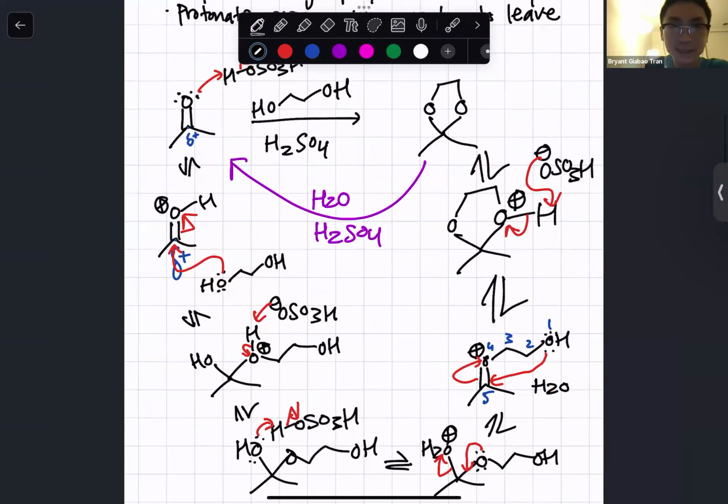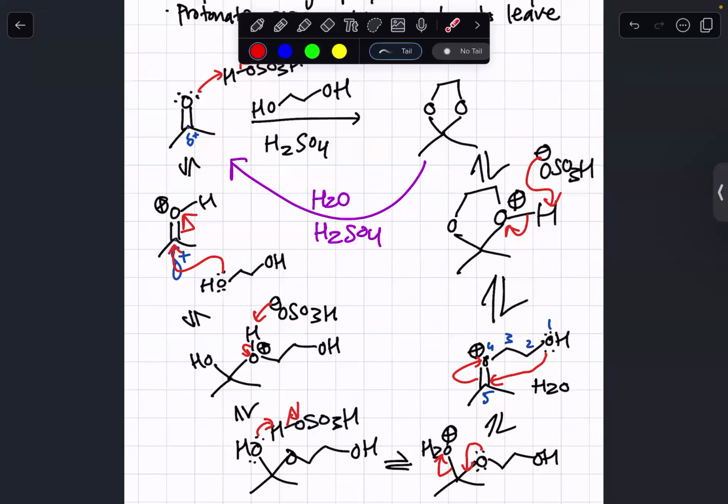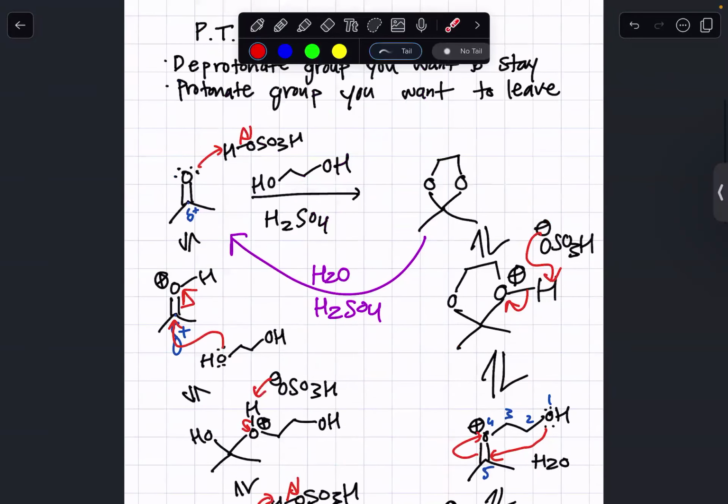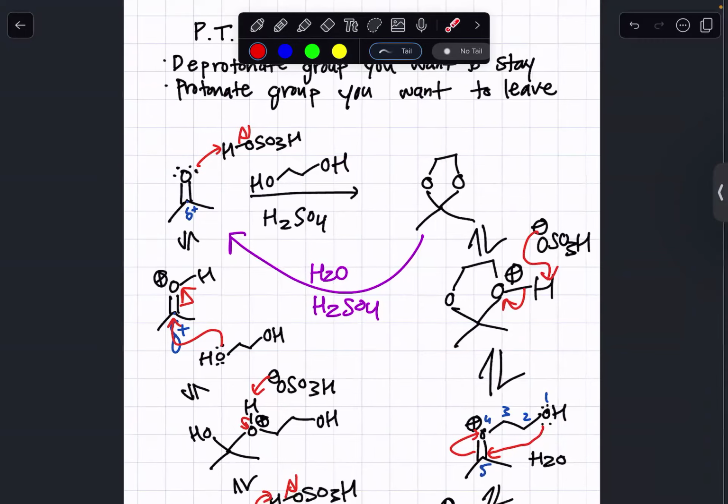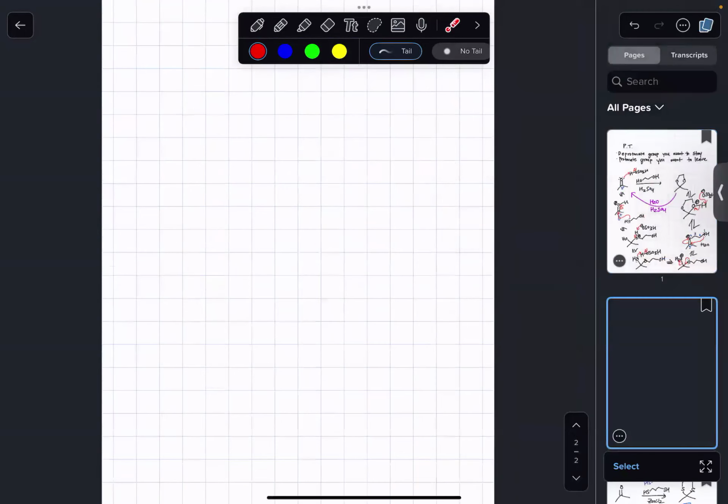Do you want to go over the mechanism of going backwards as well, from the cyclic acetal to the carbonyl? Is that something that is typically tested as well? Yeah, typically tested as well, the cyclic acetal to the carbonyl. Sure, we can take a look at that one.